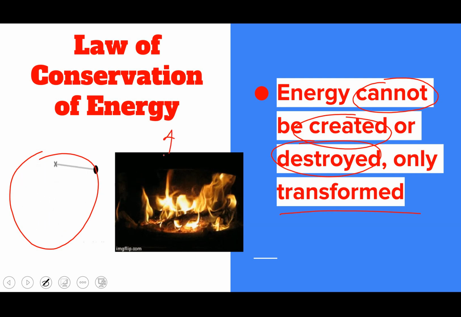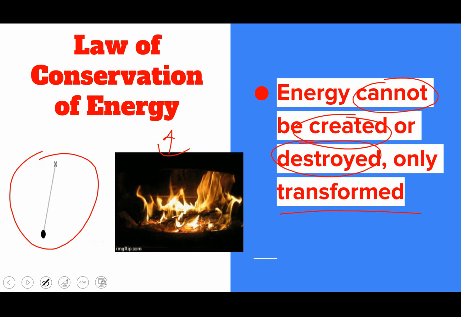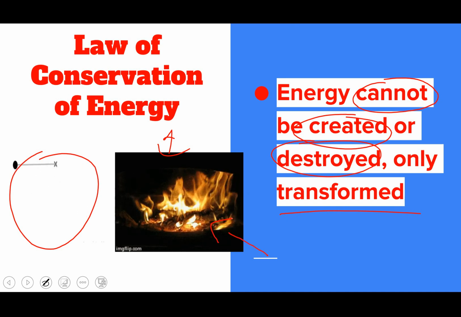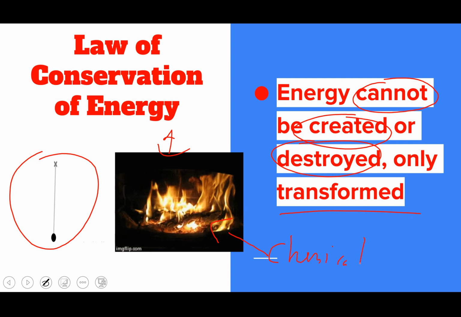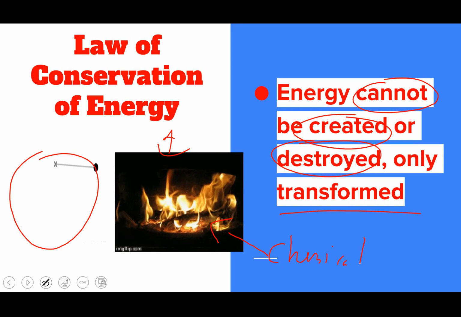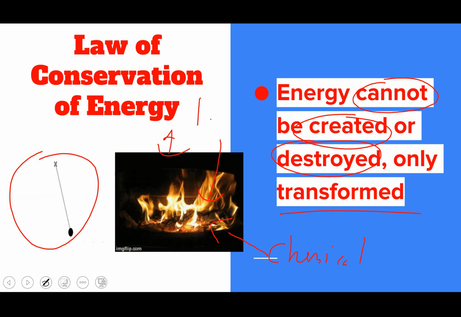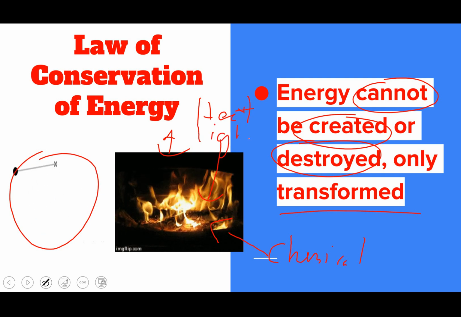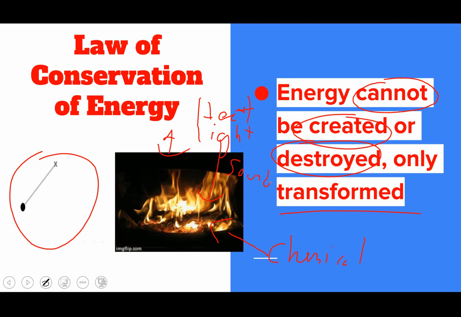Right here, with this fire, there was chemical energy inside of the wood. All right, inside of the wood, there's chemical energy. That is potential energy. Now, that energy is not destroyed. When you put the fire on, it literally transforms that into heat, light, sound. So the energy is not disappearing, it's just taking a different form.